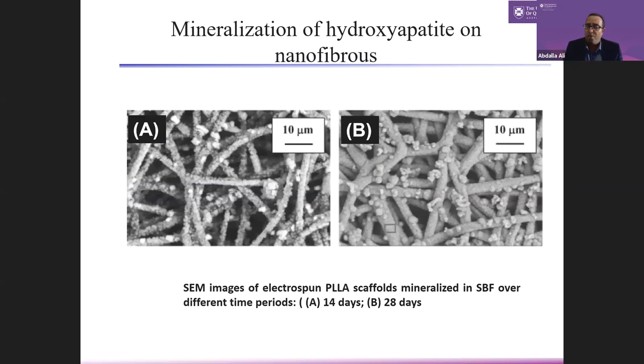Another way to enhance the biomineralization of the scaffold is by immersing the scaffold in simulated body fluid at different time points, starting from 10 days up to 28 days, depending on the type of polymer and the concentration of the simulated body fluid. And here we can see the surface was fully encapsulated by a mineralized layer. However, we should consider that it is time consuming, and immersion in simulated body fluid can change the scaffold properties, like accelerating the degradation before implantation, and also giving poor mechanical properties.